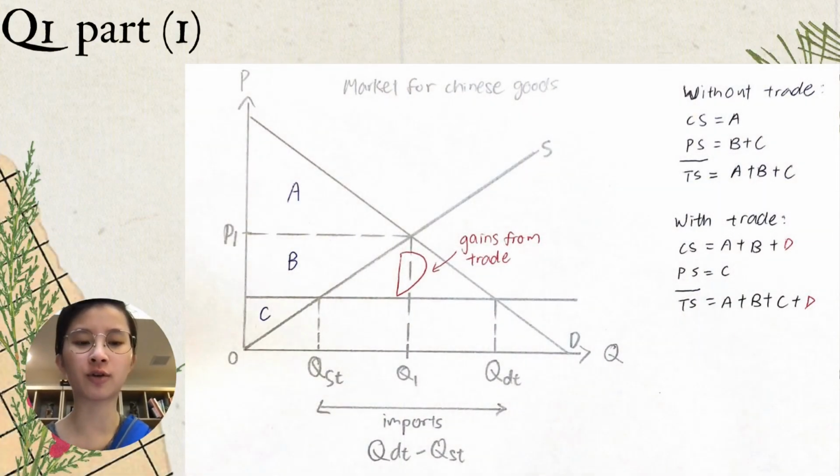This is beneficial for the US because without trade, the consumer surplus is area A, producer surplus is area B plus C, and total surplus is area A plus B plus C. However, with trade, the consumer surplus increased to A plus B plus D. Producer surplus is area C. Total surplus increased to area A plus B plus C plus D.